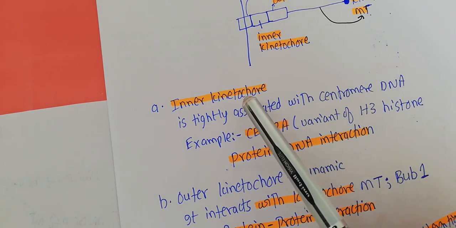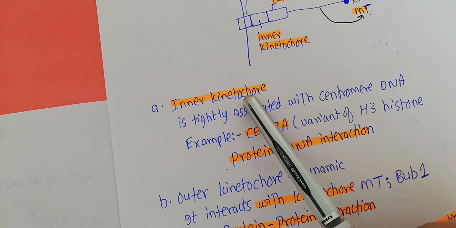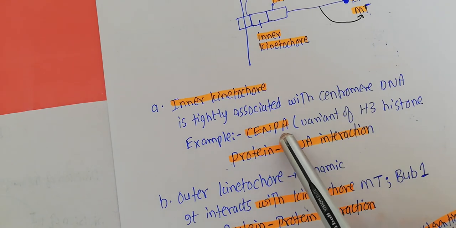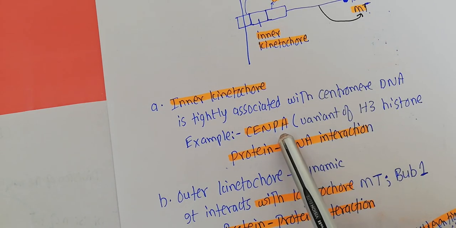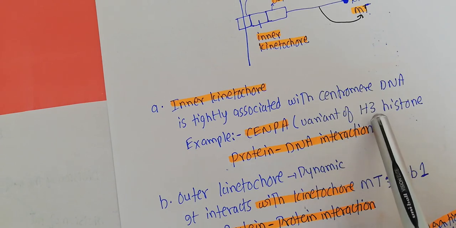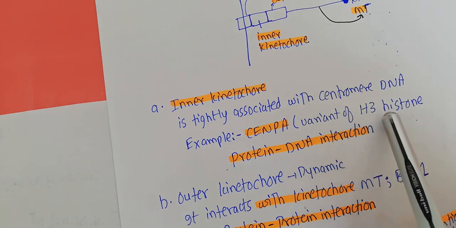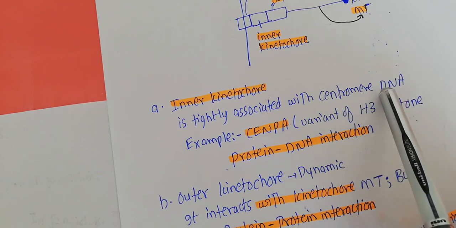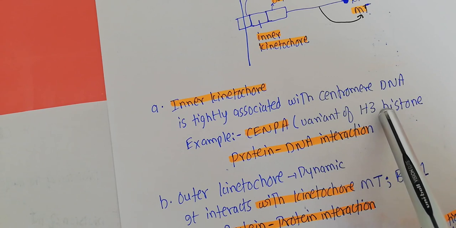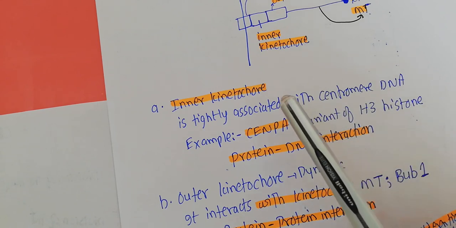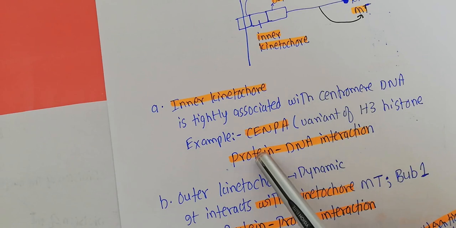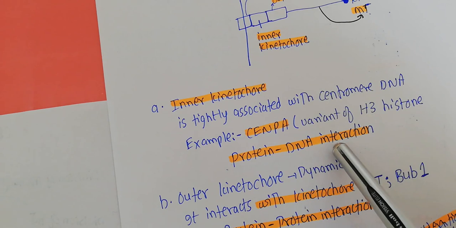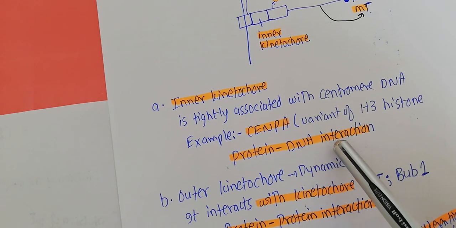If I give you some examples of the proteins present in the inner kinetochore, one example is the CENPA protein. This particular protein is actually a variant of the H3 histones, the famous small, positively charged proteins which interact with DNA to give it a particular structure. So if you are talking about the protein interacting with the centromere DNA, it means you're talking about a protein-DNA interaction.